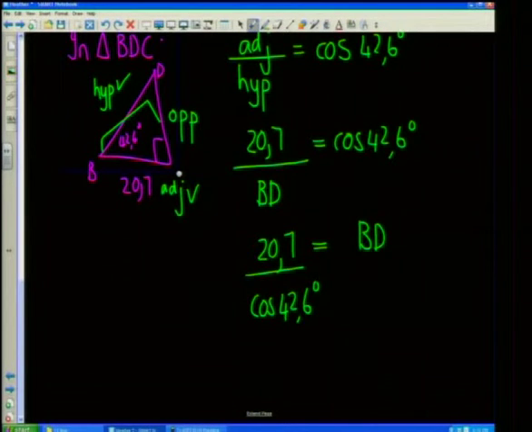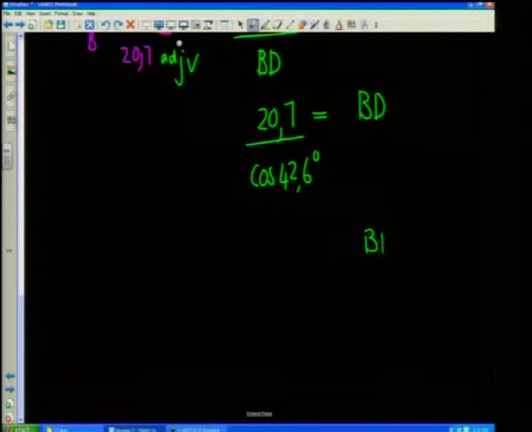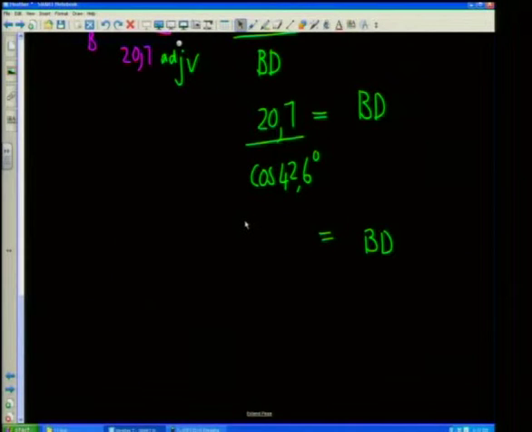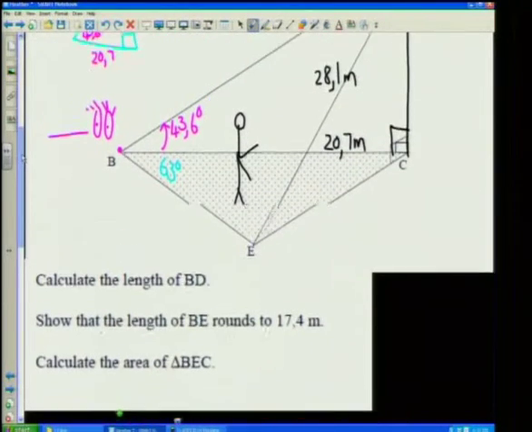Okay, now that means that I just have to pop that into my calculator. So let's go in and have a look at that, if we can just get there. We're going to take 20,7, and we are going to divide it by the cos of 42.6. All right? And that tells me that my side is 28,12. Okay? So BD is 28,12.